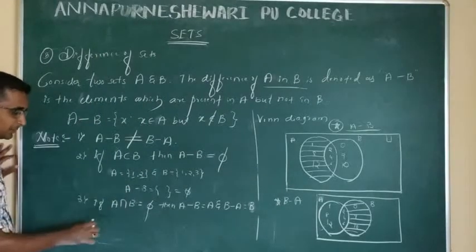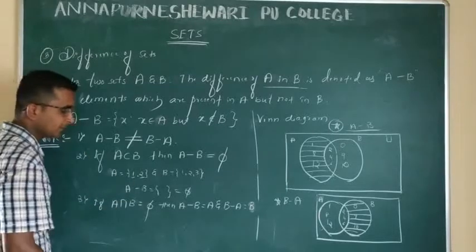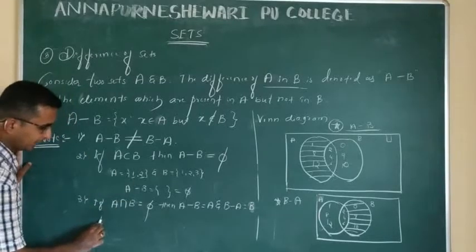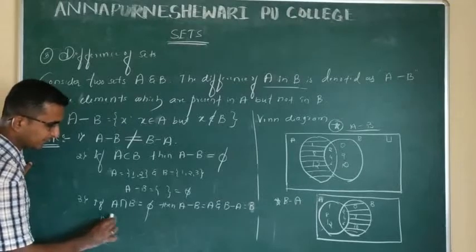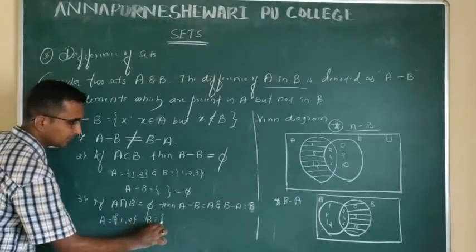This is A minus B. A intersection B is equal to empty set. It means there are no common elements. For example, if I take A is equal to 1, 2, and B is equal to 3, 4.